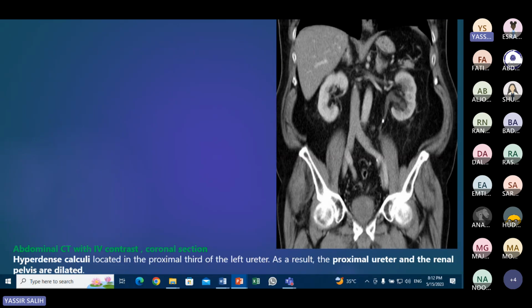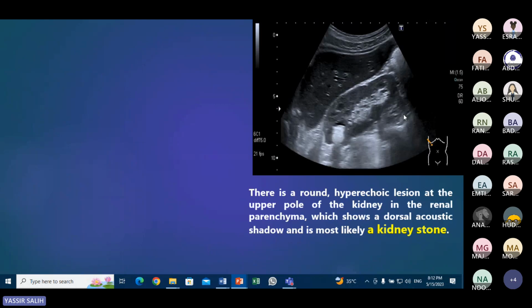In this CT of the abdomen with IV contrast. Did we know why with IV contrast? Notice the kidney has contrast, the renal cortex has contrast.